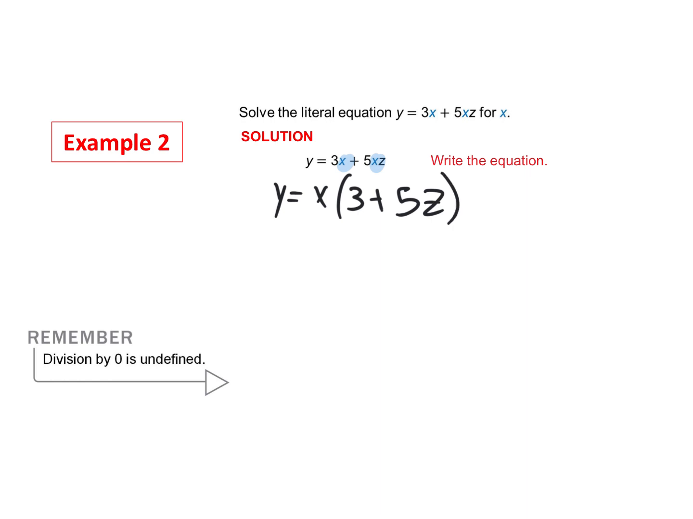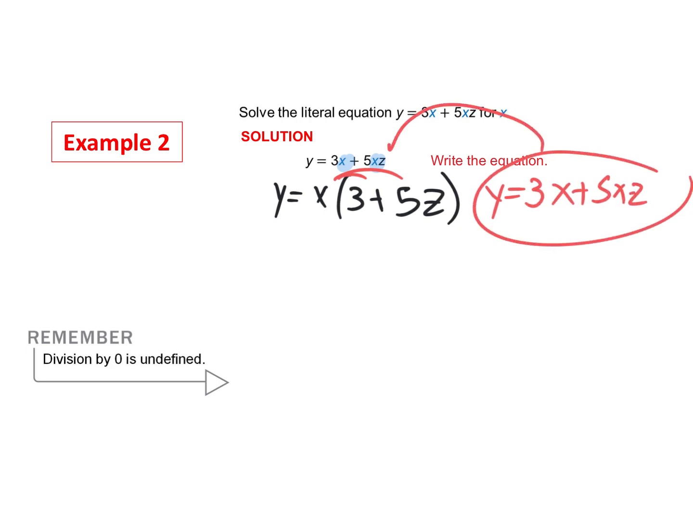5z. Now, how do you know if this is the right answer or the right way of taking it out? You can actually distribute the x back in. And when I do that, I get y equals 3x plus 5xz. If you notice that this and this are the same equation, then you know you took out the x correctly. So now let's keep going.